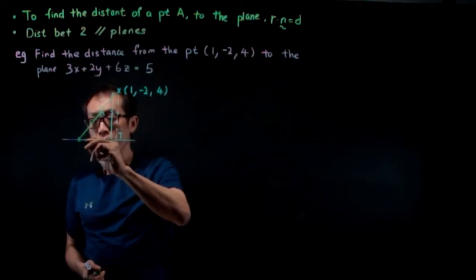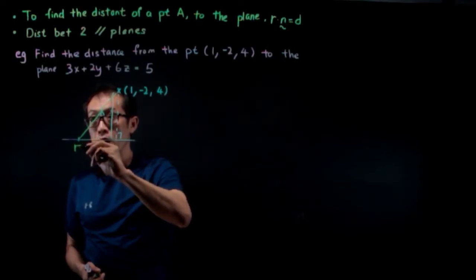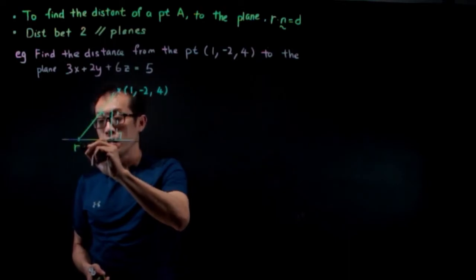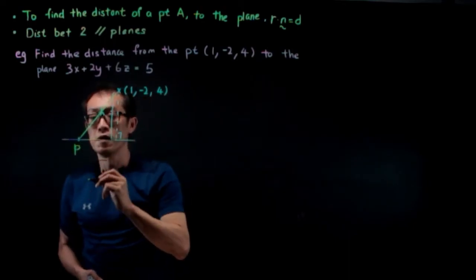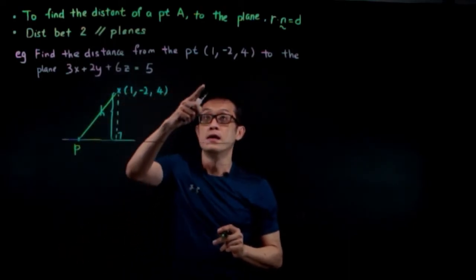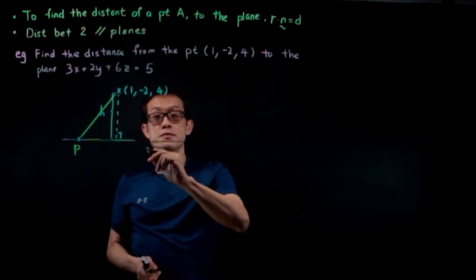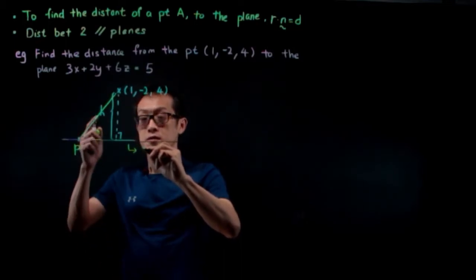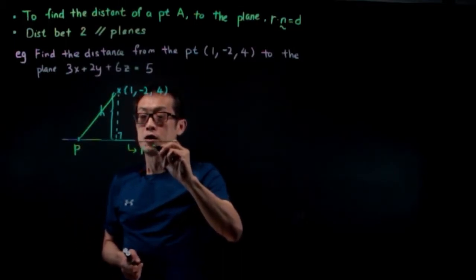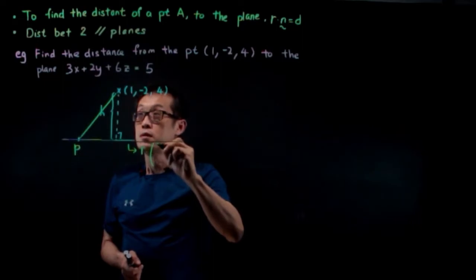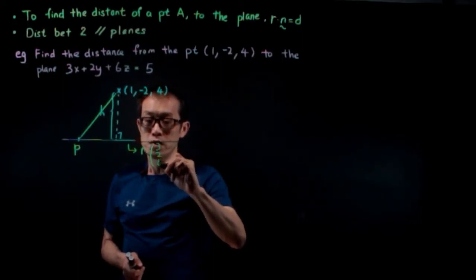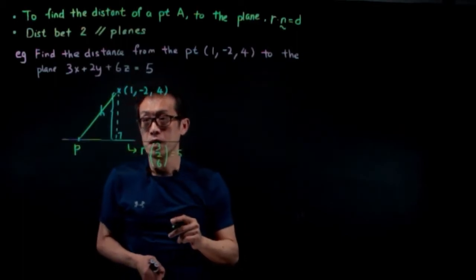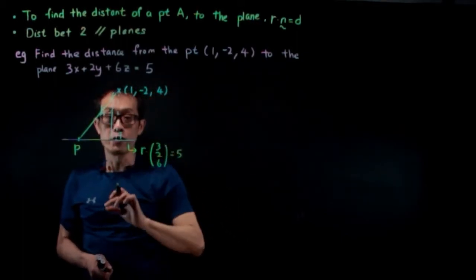So let's say we take a point, and this point we call P. Now, what is the equation of this plane? The equation of this plane is given as r dot (3, 2, 6) equals 5. Now this is the vertical distance that we want to find.